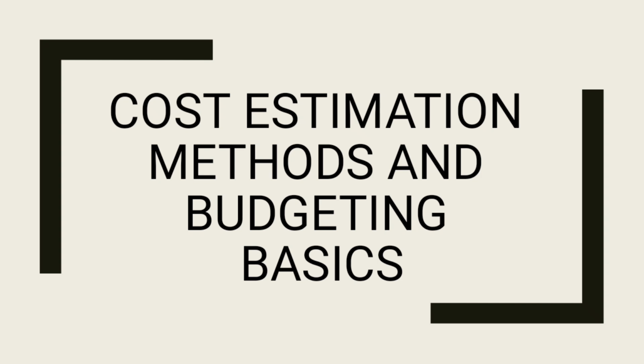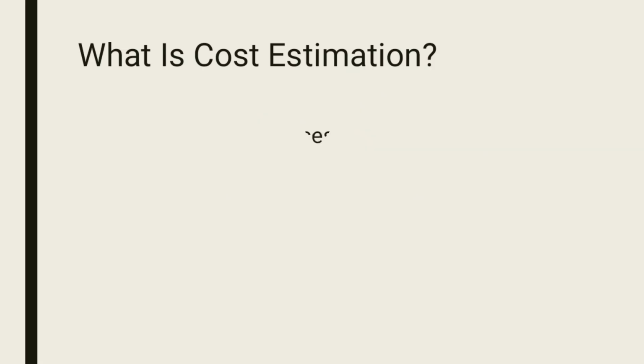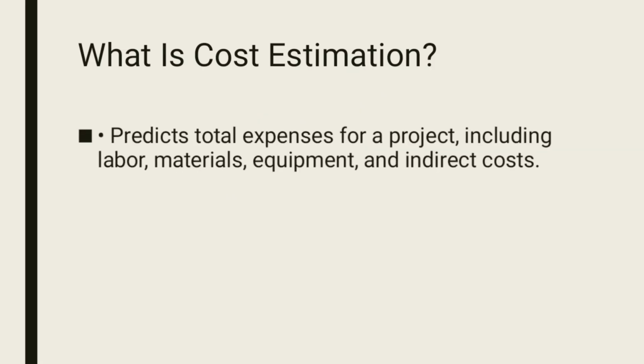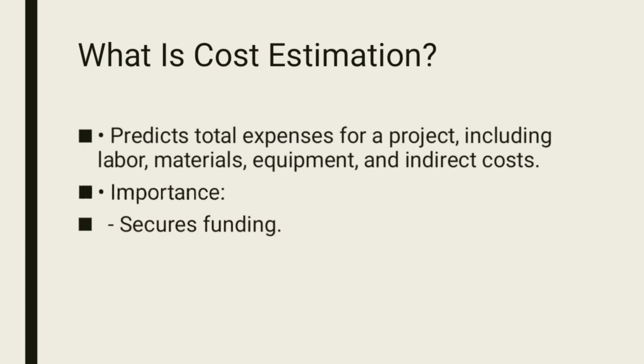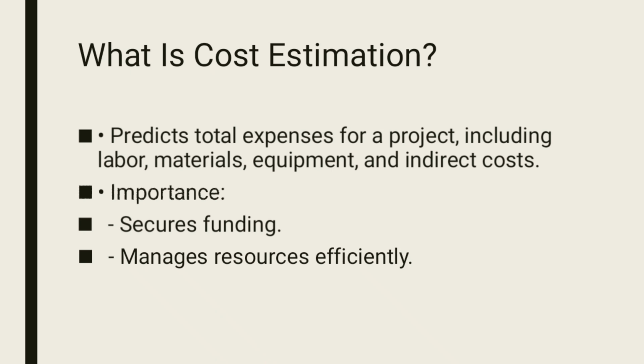We'll be discussing cost estimation methods and budgeting basics. Cost estimation simply means predicting the total cost of your project. The importance, number one, you'll be able to secure funding if you properly estimate the cost of your project. Number two, there will be efficiency in terms of resource usage. Three, it will prevent running out of your budget.